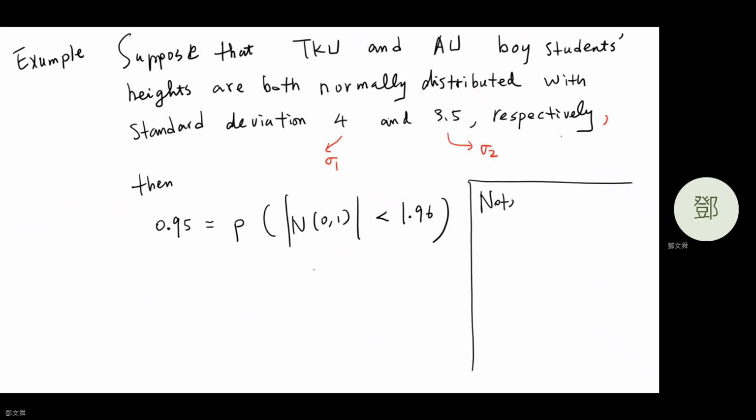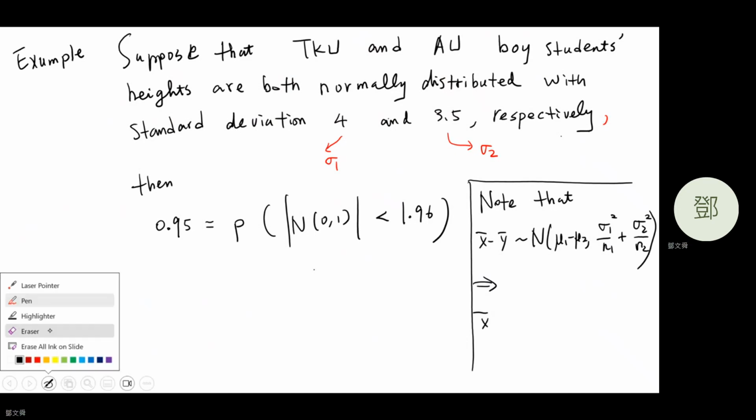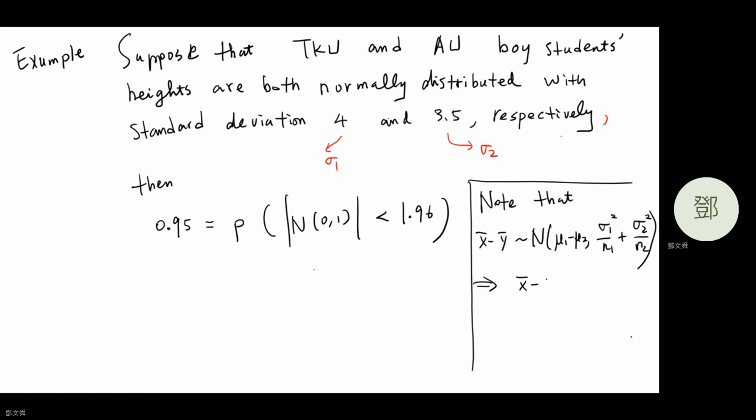Note that x bar minus y bar has the normal distribution with mean mu1 minus mu2 and variance sigma 1 square, sigma 2 square. Okay, then x bar minus y bar. This is not available in your textbook because your textbook never derived the formula. I do.